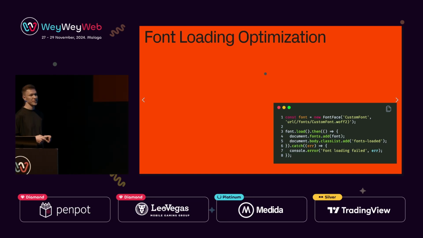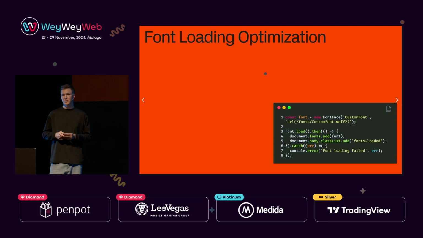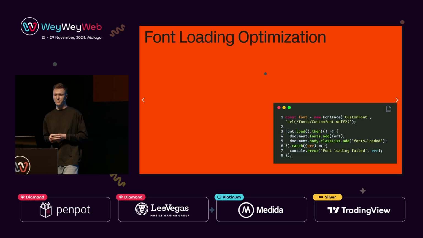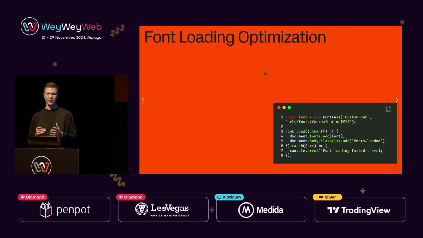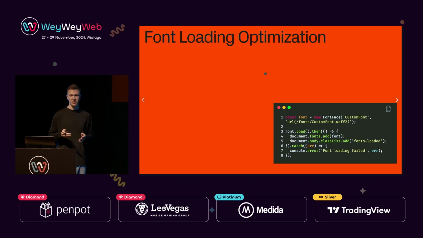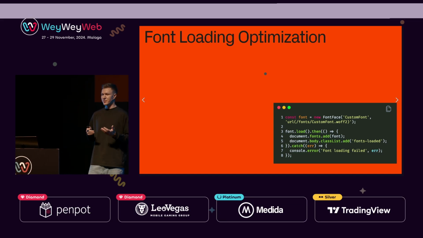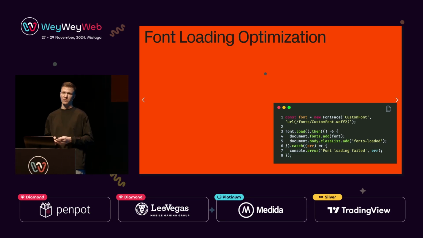Typography. Typography is crucial in design, but custom fonts can be performance killers. So we use the FontFace API for faster, lazy font loading. And this allows us to load fonts on demand rather than blocking the main thread. And also our users can use variable fonts to reduce the number of font files needed. And this approach significantly reduced font-related load times, especially for projects using multiple custom fonts.